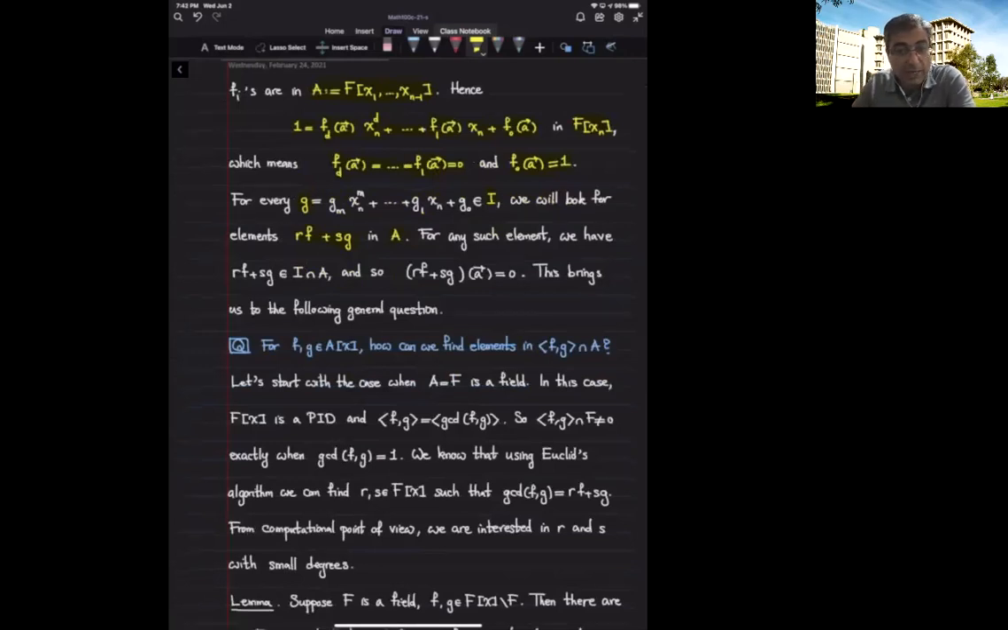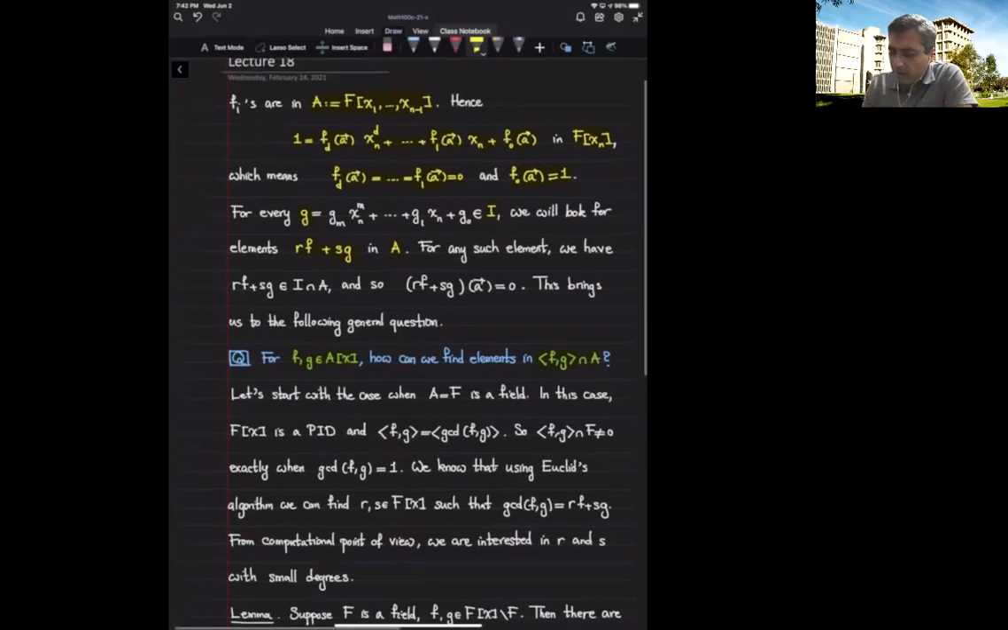Let's say I give you a unital commutative ring, capital A, and two non-constant polynomials inside this ring. How can we find elements inside the ideal generated by f and g that are in the ring capital A? Can we come up with a mechanism to find such an element? That's a general question that we want to address, but let's see how we are going to use it.